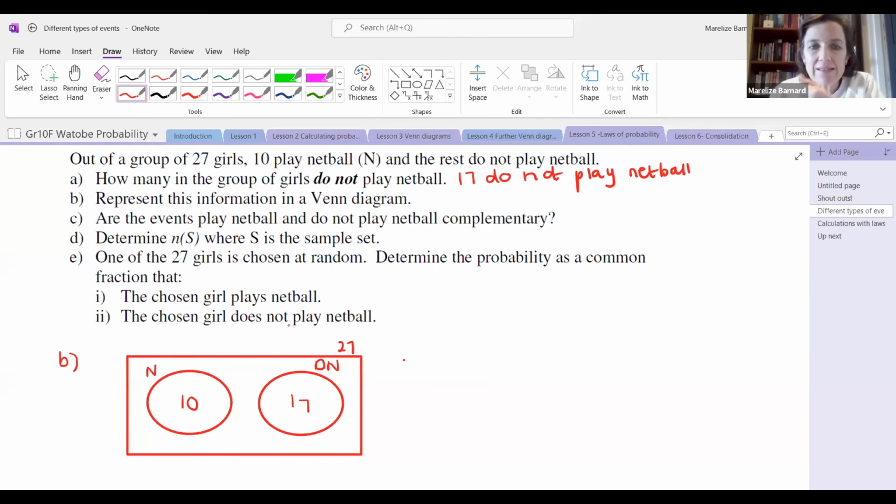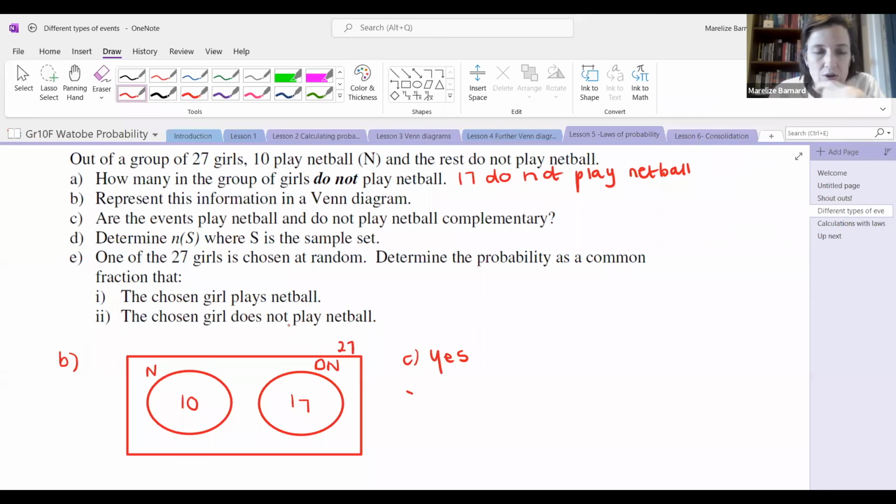Now, are these events complementary? Complementary meaning that you do the one or you do the other. They cannot happen at the same time, and you only have those two choices. So are they complementary? Yes, Sakile, they are complementary. If we had an intersection between two events, then they cannot be complementary. So they are definitely complementary, yes.